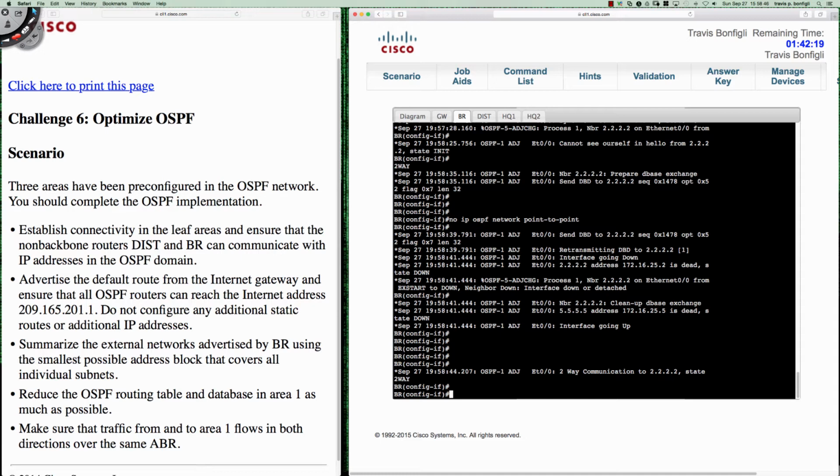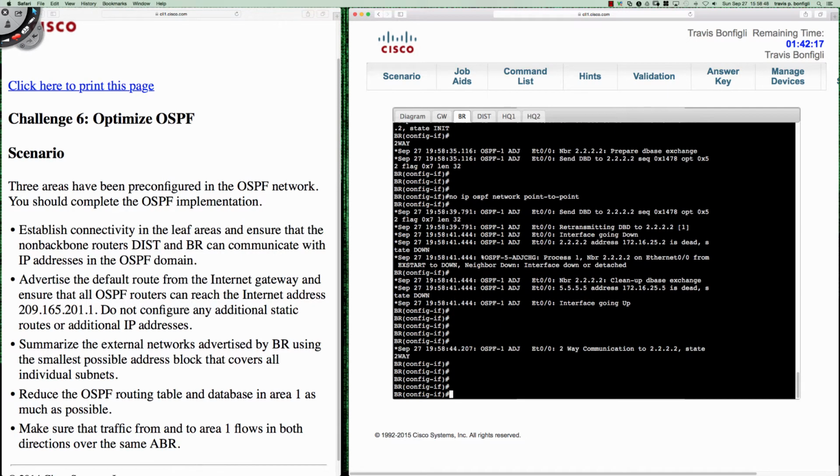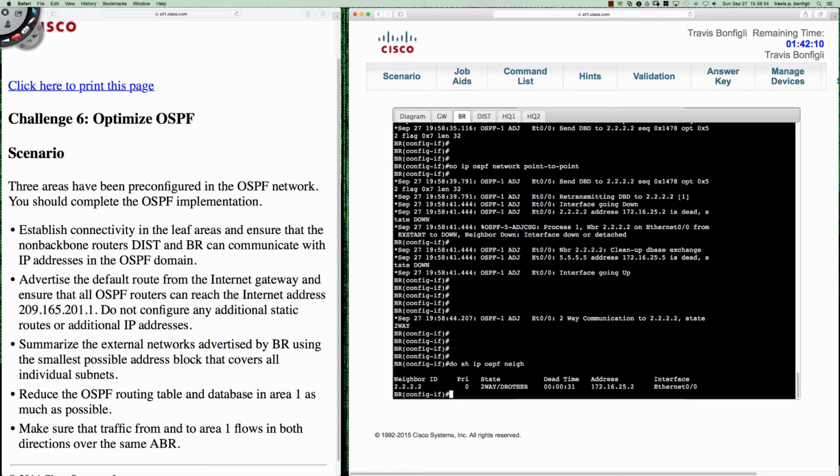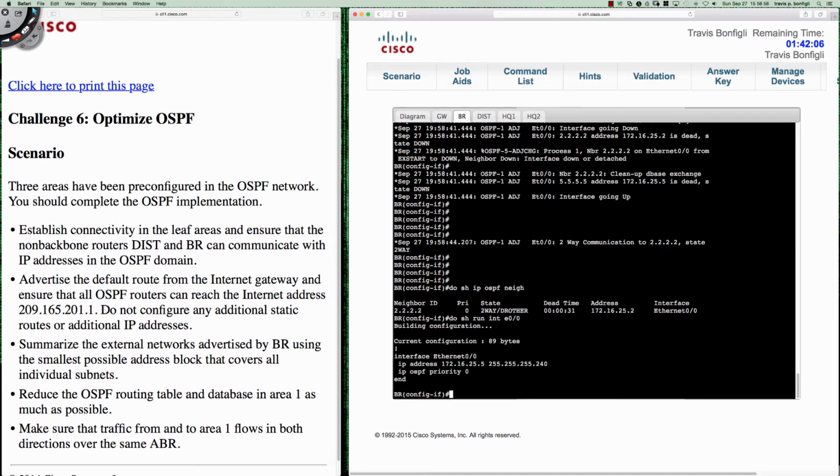And so again, you can see we're kind of going to get stuck in two-way. Do show IP OSPF neighbors, and again, the priority is still 0. Do show run interface Ethernet 00. So there's that IP OSPF priority 0, which kind of got replaced when I put in that IP OSPF network type point-to-point. The priority 0 went away. Why do you think it went away?